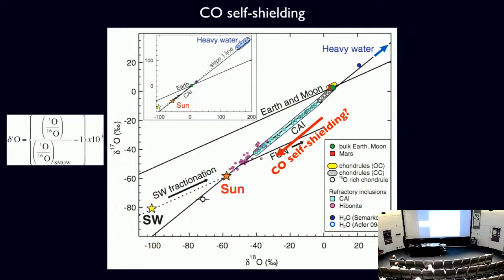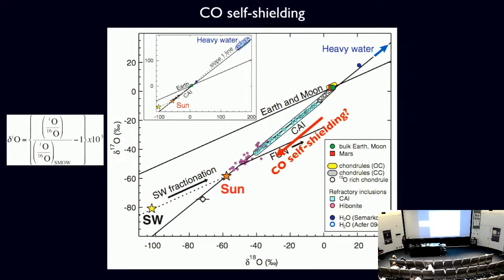Essentially, this is saying that maybe there's a process called CO self-shielding that spreads out isotopes in meteorites along this line, which we can't explain by just mass fractionation of the isotopes. For Earth, Moon, Mars, regular chemistry can explain how isotopes separate on a slope half line, but the slope 1 line is a famous anomaly that's been known since 1973, and maybe it's a process called CO self-shielding.